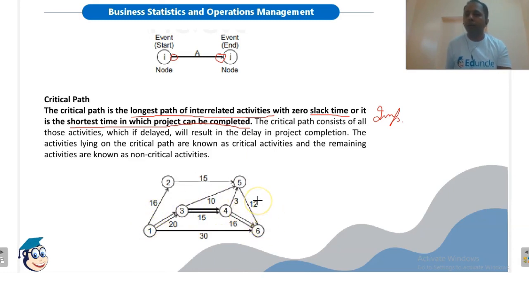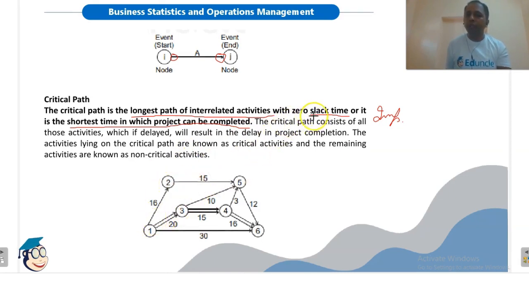All these paths will have different durations. So the numbers written on the activity show the duration of a particular activity. So the critical path is the path which has the longest duration. Out of all these paths which I have told you, the critical path will be the one which has the longest duration. Okay, now all the activities, meaning these arrows.